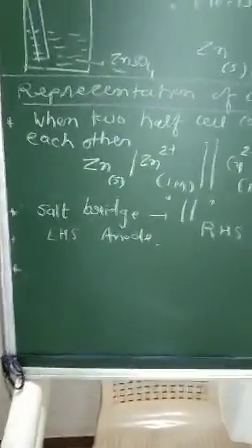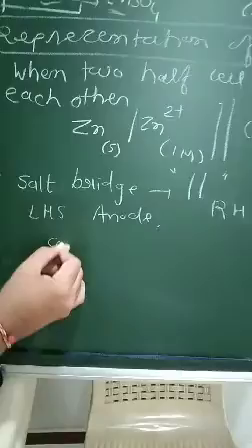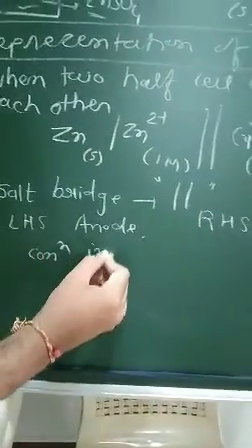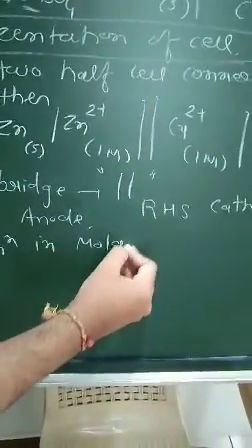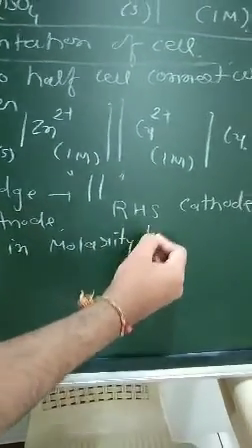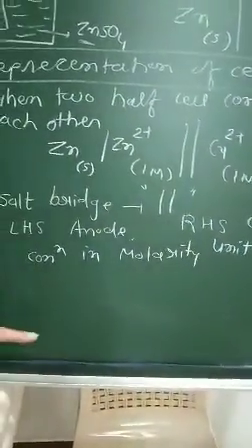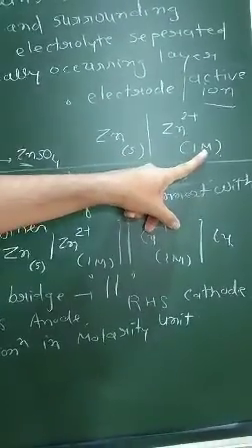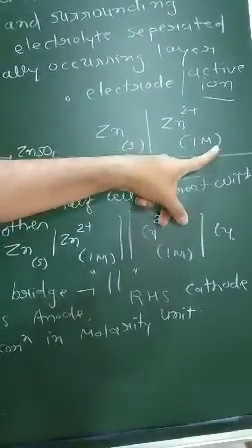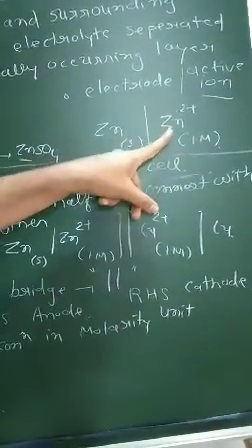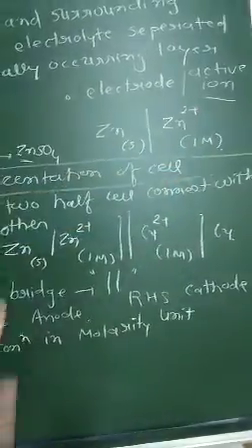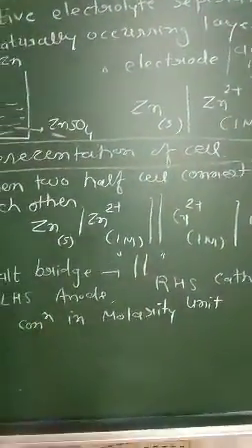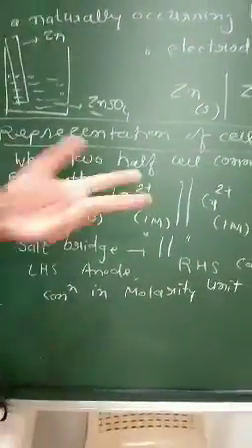The third one you represent here: the concentration in molarity unit. We have to put the concentration in molarity unit besides the ion, and we have to put it in brackets. So besides the ion, Zn2+ and the molarity in brackets. So we have to put the concentration in molarity unit beside the ion.